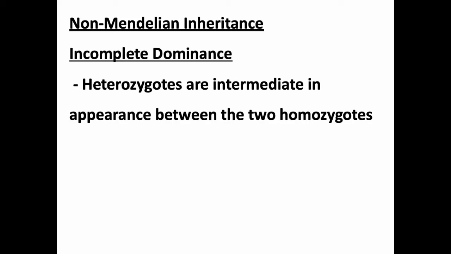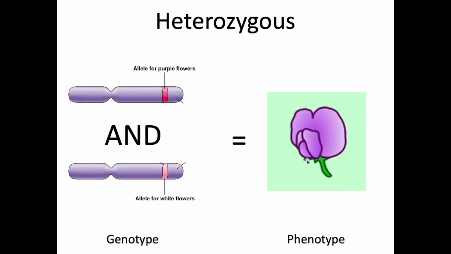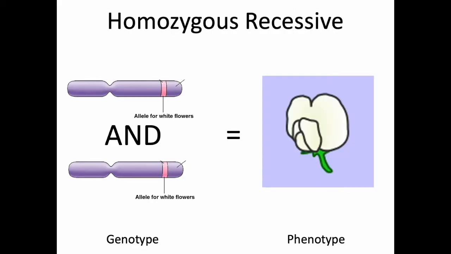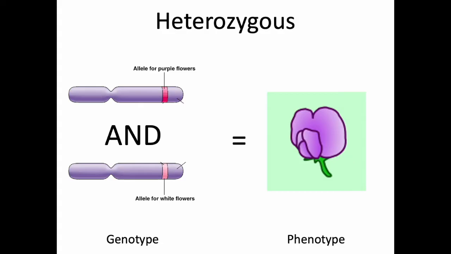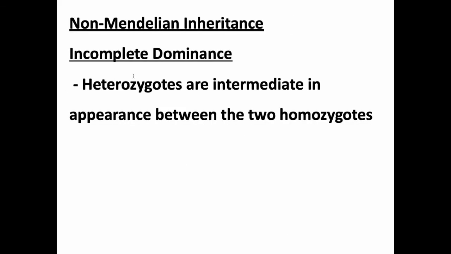And again, this is totally not what we talked about last time. With classic Mendelian genetics, the heterozygote has the dominant phenotype. It's not light purple. It's not a mixture of purple and white. In Mendelian inheritance, the heterozygous individual has the dominant phenotype. But if we're talking about incomplete dominance, the heterozygotes are going to be a blend. They're going to be somewhere in between.